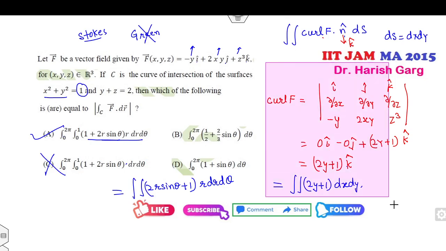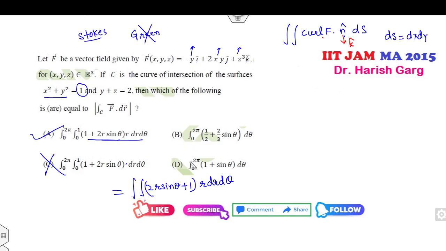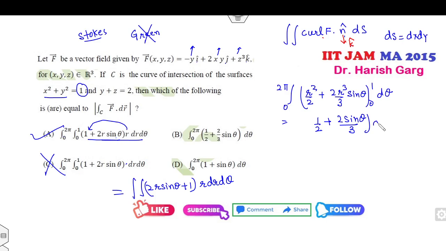Now look at this b and d option. This is a single integration. That means you have to solve this part. So how can you solve this? With respect to r, the first term is r, so the integration is r square over 2 plus 2r cube over 3 sine theta from 0 to 1. Now you can see it is half plus 2 sine theta divided by 3, integrated from 0 to 2 pi. So that is the right answer. This option is cancelled out.